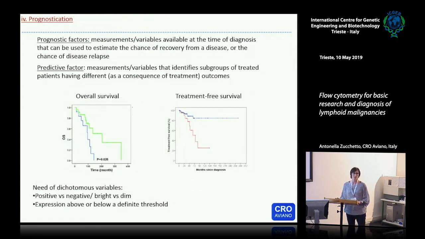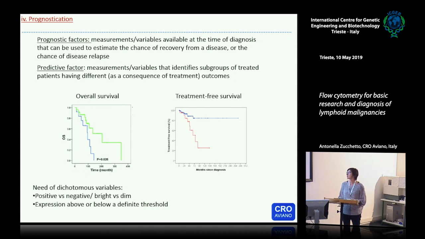Then flow cytometry is used also for prognostication. What is a prognostic factor? A prognostic factor is a variable that is available at the time of diagnosis and that can be used to estimate the chance of recovery from a disease or also the chance of the disease to relapse. It differs from a predictive factor, because a predictive factor is a variable that identifies a subgroup of treated patients that have different clinical outcomes. These are the curves that I showed you before, so the higher the curve, the better the prognosis. And what you need to build this curve is a dichotomous variable, of course, so positive versus negative or bright versus dim expression.